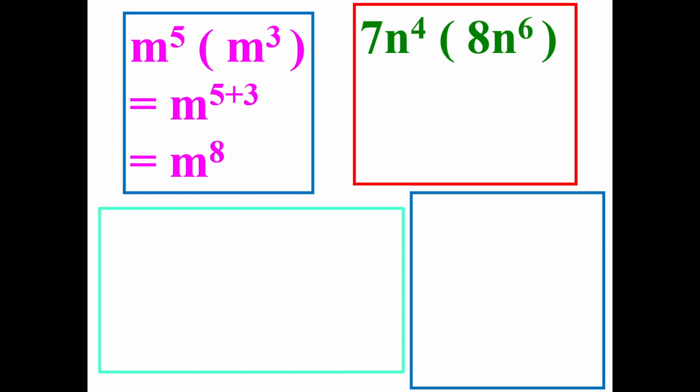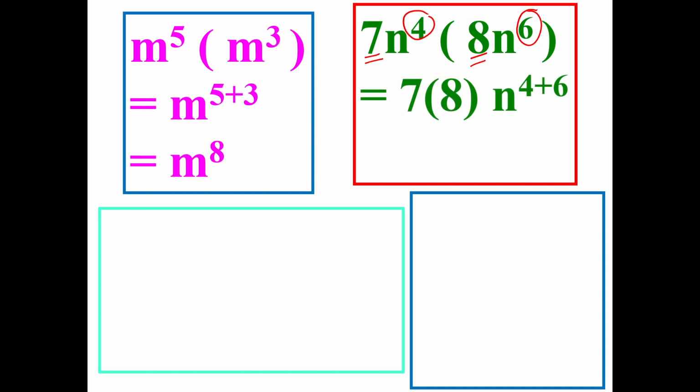What will you do with 7 and 8? Do you add them? Multiply. Multiply, sir. Okay, so take note, those are not exponents, 7 and 8. If there are numbers in front of the variables, you need to multiply them. So 7 times 8, and what do you do with 4 and 6? Add. So I'm going to be multiplying 7 times 8 and copy the variable n, add 4 and 6.